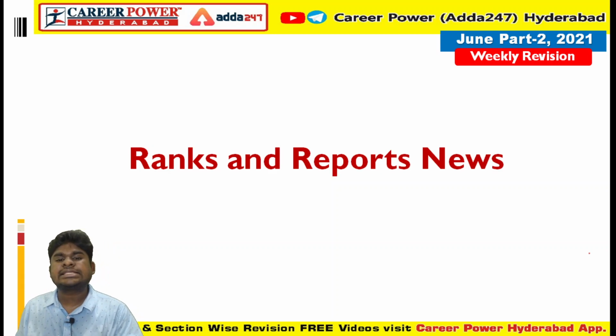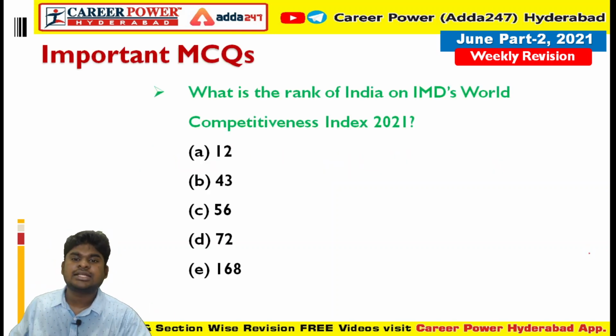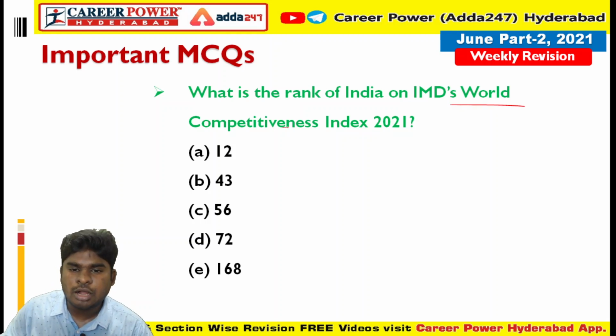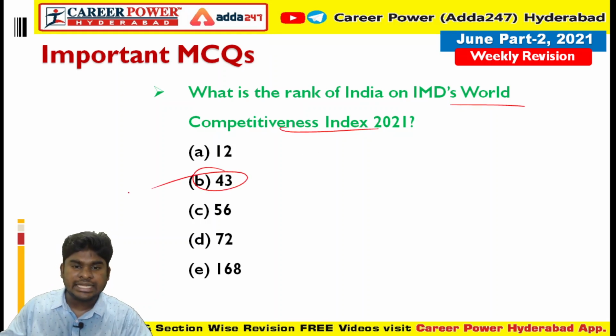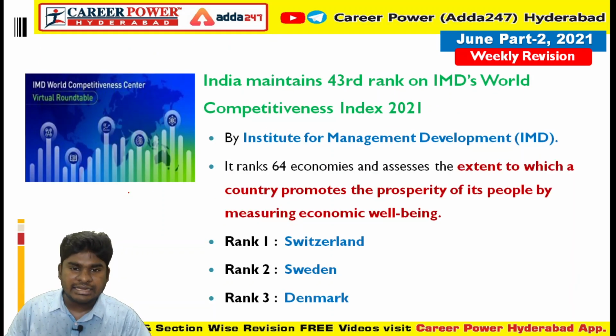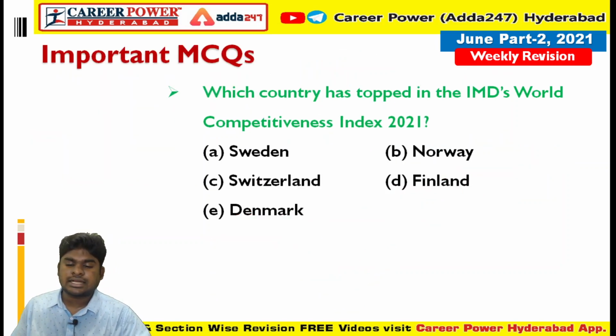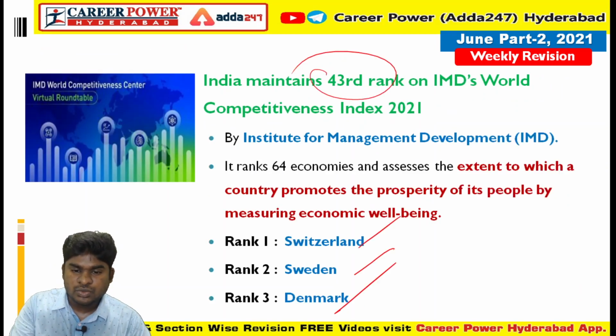So the next category is ranks and reports, very important. Please learn this category by heart, very important. The rank of India in the IMD World Competitiveness Index is 43. The Institute for Management Development releases a report every year called the World Competitiveness Index, and in this index India's rank is 43. First is Switzerland, second is Sweden, third is Denmark.